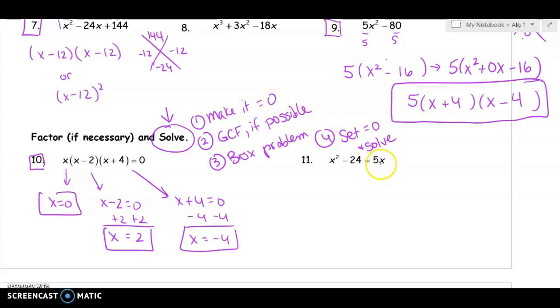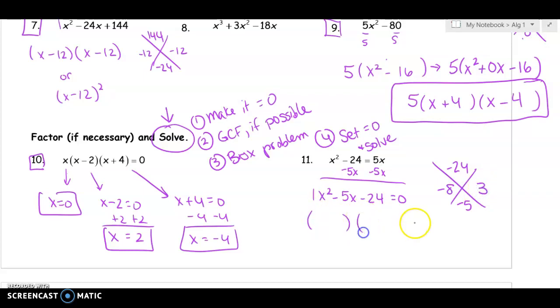11's a little more work. It's got to make it equal to 0. It's equal to 5x right now, so we're going to minus 5x on both sides. Put it in descending order on the left, so you'll have x squared, then the minus 5x, and then the minus 24 equals 0. As far as a GCF goes, they don't have an x in common, and 1 is the only thing that they all can be divided by. So step 2, not really needed. Step 3, box problem. It's got to multiply to be -24 and add to be -5. Those numbers are going to be -8 and 3.